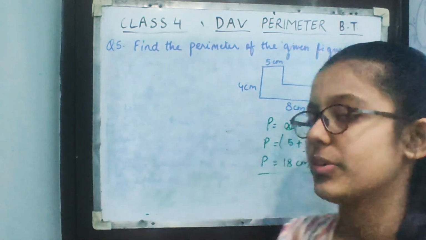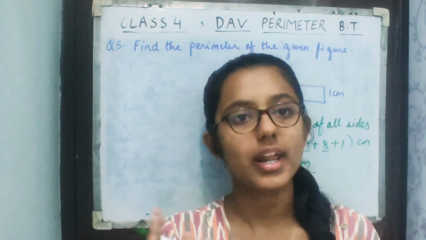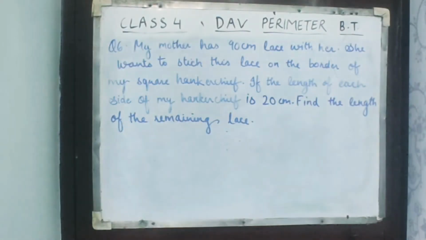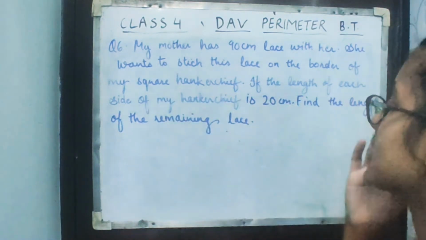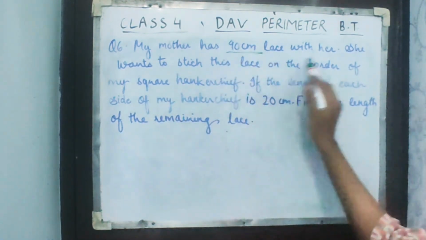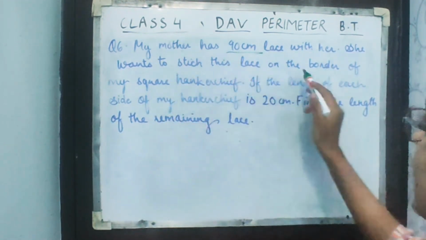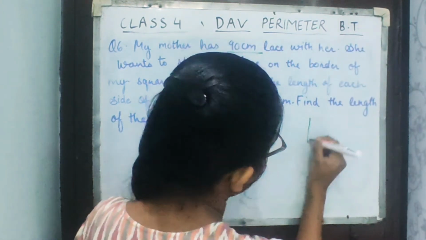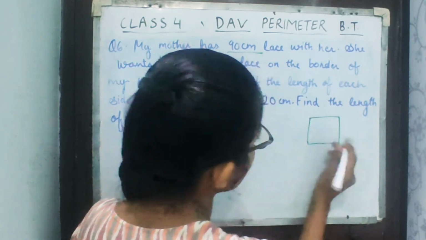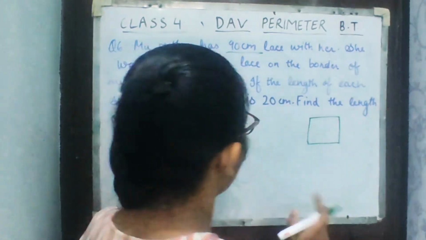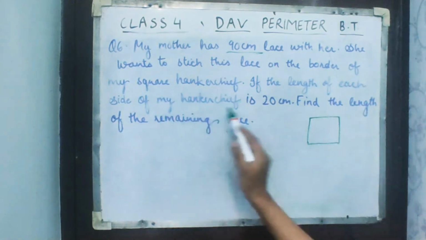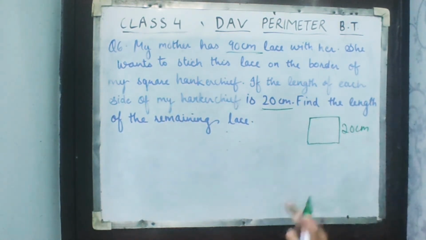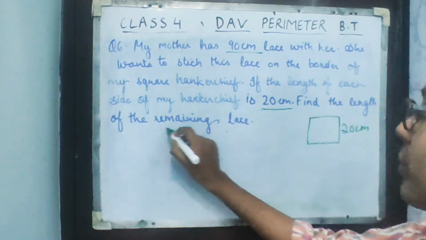Okay, we have completed our fifth question. Now let's move on to our last question, that is question number 6. My mother has 90 centimeter lace with her. She wants to stitch this lace on the border of my square handkerchief. So a square handkerchief is there and she wants to stitch this lace onto it. If the length of each side of my handkerchief is 20 centimeter, find the length of the remaining lace.